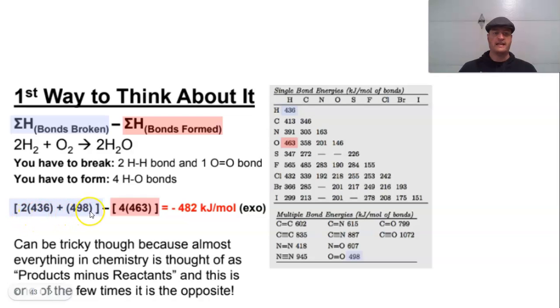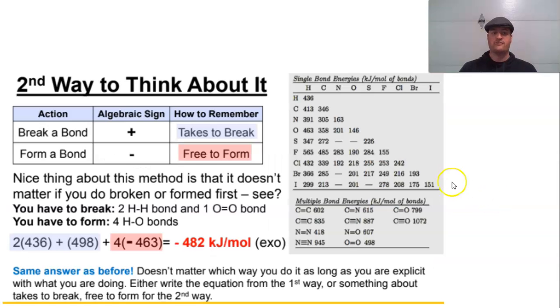Again, adding everything up, being careful that you use your calculator correctly, minus the bonds formed, you can see that this is a release of energy, exothermic. Second way to think about it is that it takes a positive amount to break the bond, negative amount to free it. So you can think of it as adding the two together, but using one as a negative value and one as a positive value.